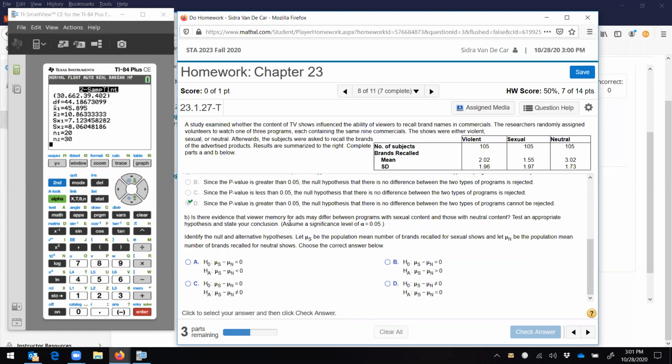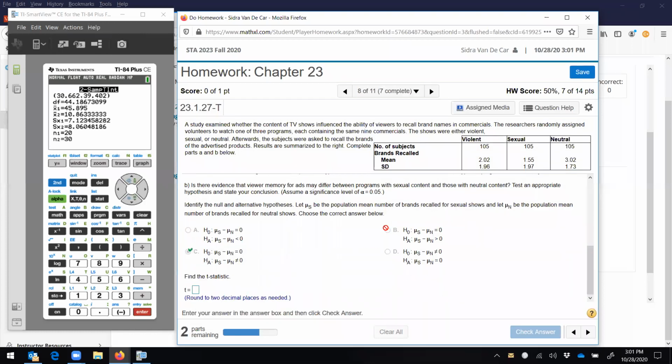Is there evidence that viewer memory for ads may differ between programs with sexual content and those with neutral content? This is the exact same question. I'm not sure I understand. Didn't we just answer that? All right, so find our T statistic.